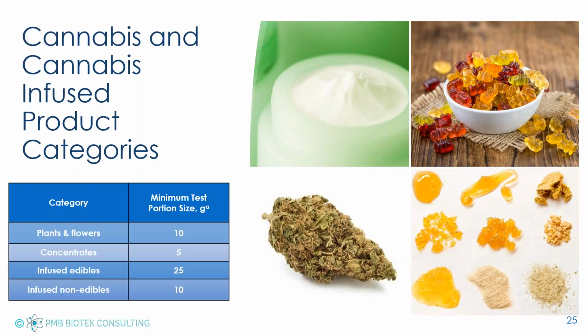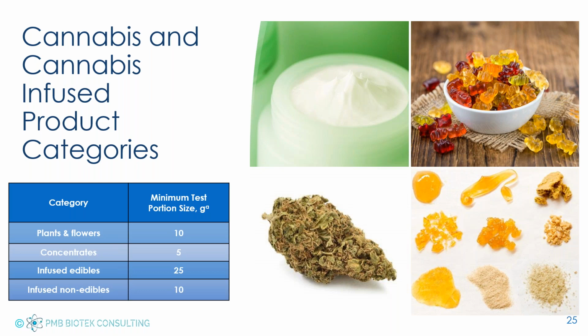All right, so when I talk about categories, this is specific to the micro group, but I find this interesting. We've established 4 categories within the micro community that companies can validate against. So plants and flowers, it's traditionally either high THC or low THC cannabis, so hemp or high THC flower, with a 10-gram test portion size. So that's larger than what's required by most states.